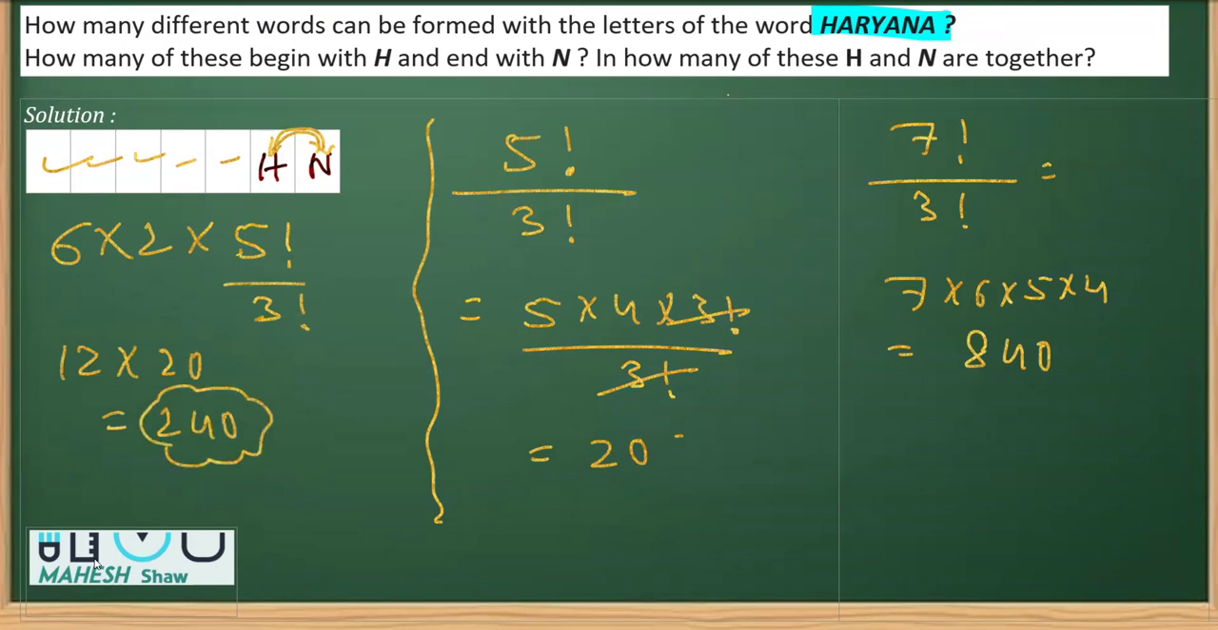For the second part, it was 20. And for the first part, it was 840. So that's how we got the answer for this.